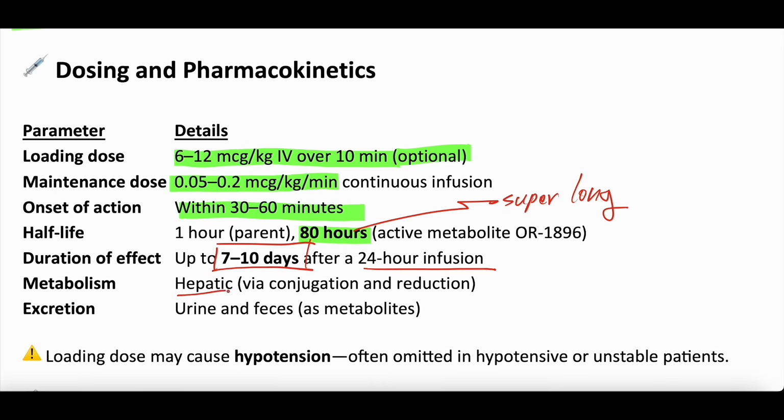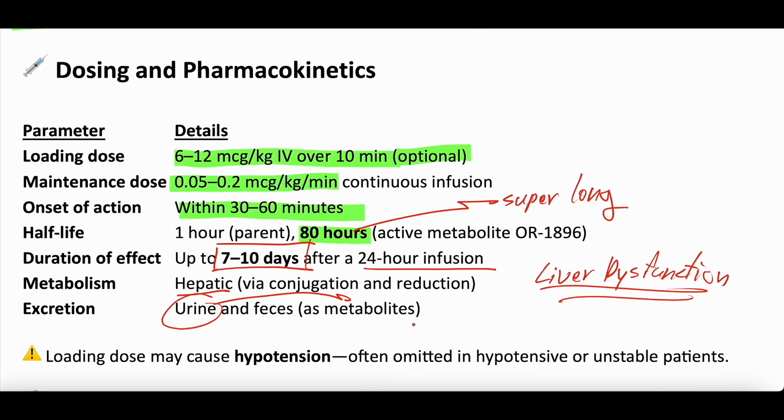It's metabolized in the liver, so if you have severe liver dysfunction, you might not metabolize it as fast, and it's already metabolized really slowly, so you could have more buildup. It's excreted in the urine, but its metabolites are excreted in the urine, so it's already broken down into its non-functional metabolites before it's excreted. The loading dose that we said is optional and not usually given can cause hypotension, which is why it's usually not given in unstable patients.